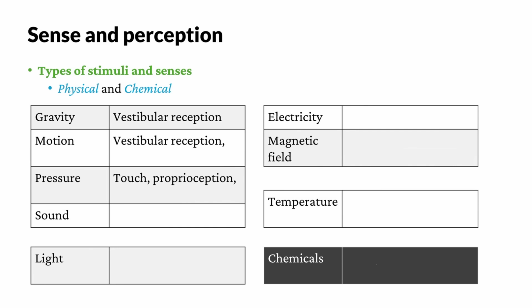Proprio just means self. And sounds, of course, we hear it by audition, which is just a fancy word for hearing. Light is, of course, sensed through vision. Temperature can be sensed by thermal reception, which is also a function of our skin.